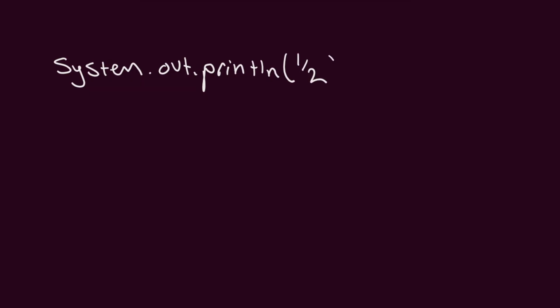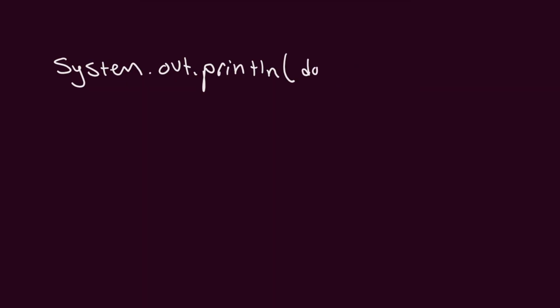So let's say we have the following: System.out.println, and I want it to give us the following answer: 1/2. We all know 1/2 is 0.5, but since we're working with two integer values, it's going to round it down. So 0.5 is going to round down to 0, and that's going to be our output. But we want 0.5. So what should we do?